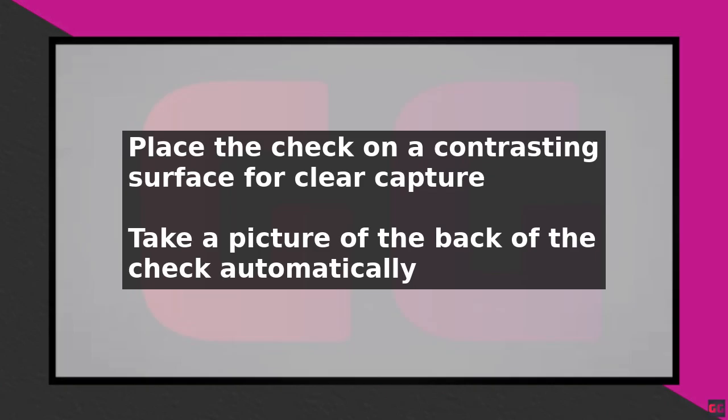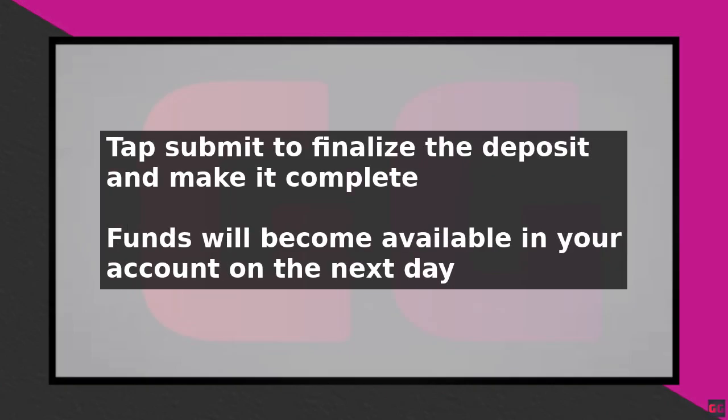You will then be asked to take a picture of the back of the check, which the app will also capture automatically. Once you have completed these steps, tap Submit to finalize the deposit. The funds will become available in your account on the next business day. This is the straightforward process for making a mobile check deposit into your account using the mobile banking app.